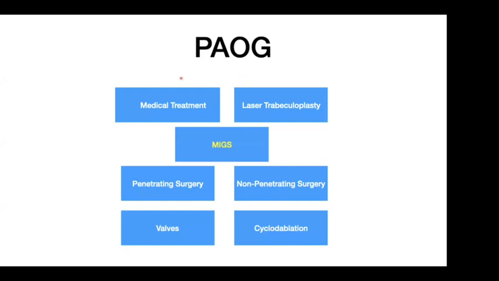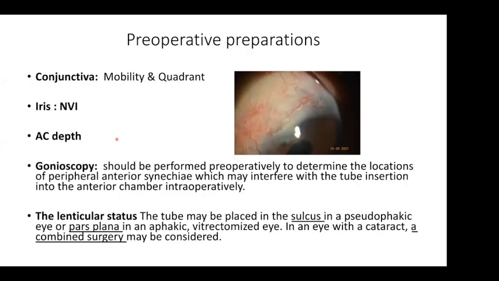So that was the management options for primary open angle glaucoma, and you can see the valves come at the end of the list when everything else is done. But nowadays there is a push to use it more, and with increasing experience of the surgeons, they are using it as a primary procedure in patients with advanced primary open angle glaucoma.